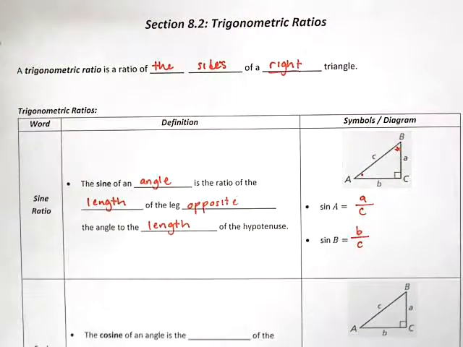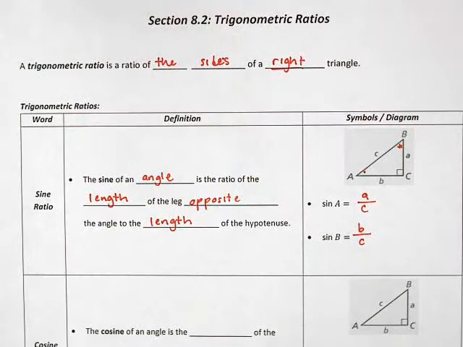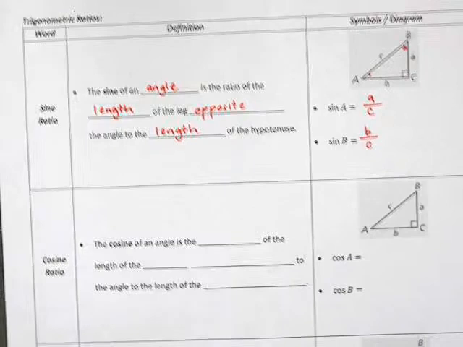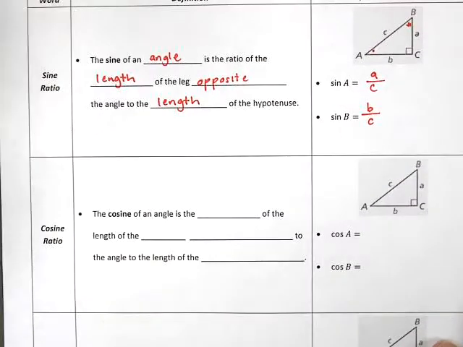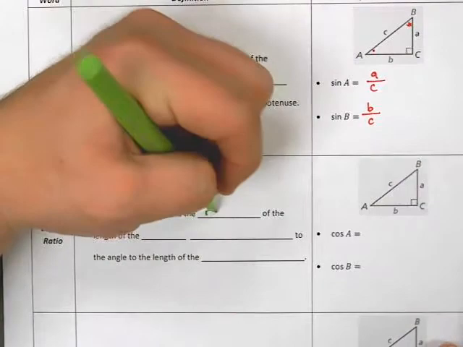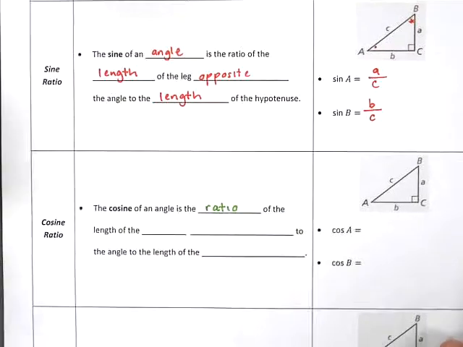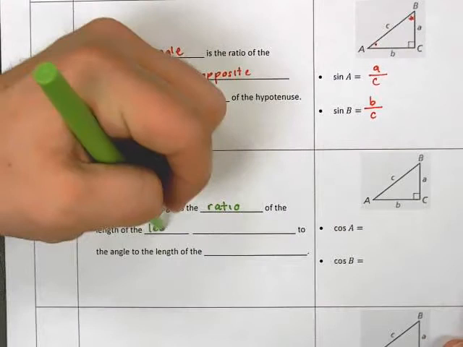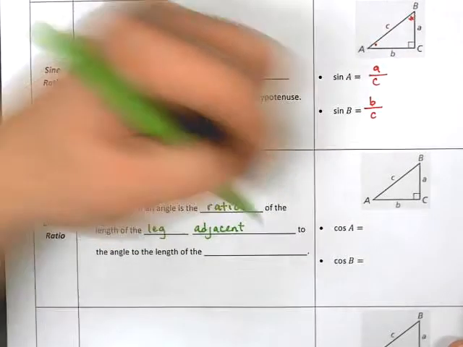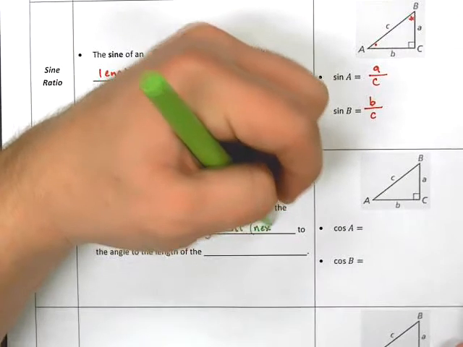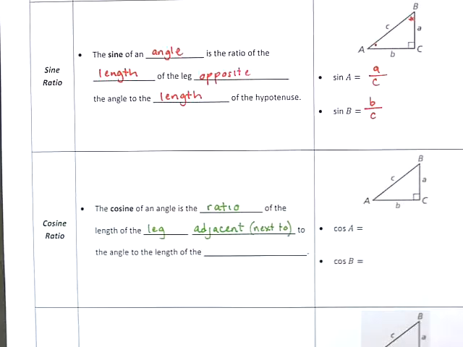Now we have other ratios. The next one that we're going to talk about is called the cosine. The cosine of an angle is the ratio of the length of the leg, and we use the word adjacent, which means right next to it, next to the angle, to the length of the hypotenuse.